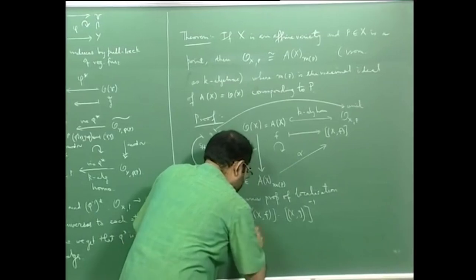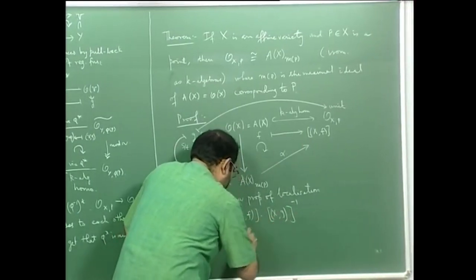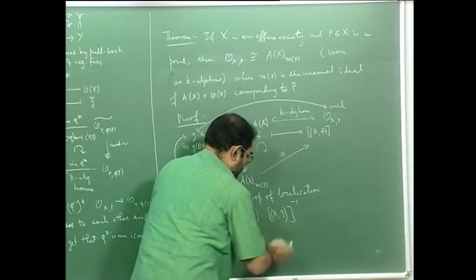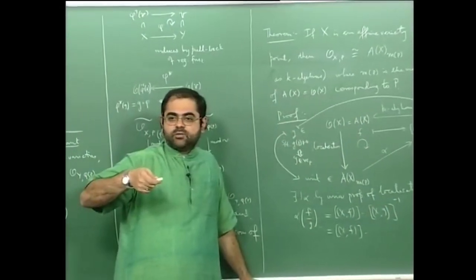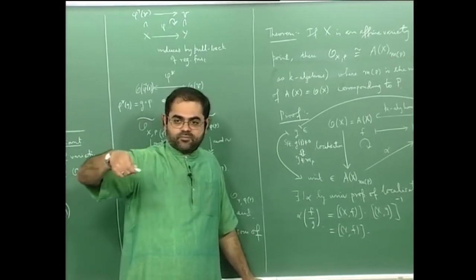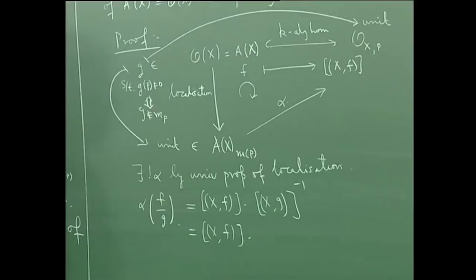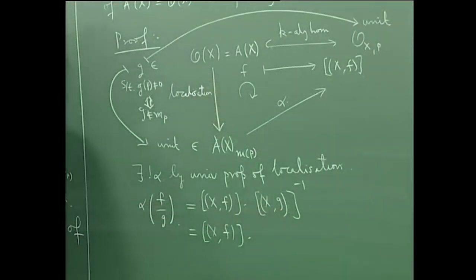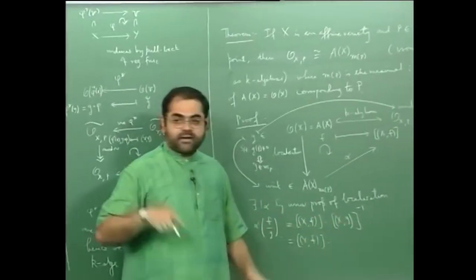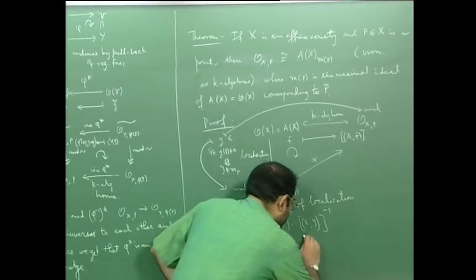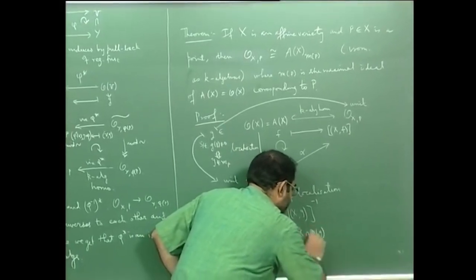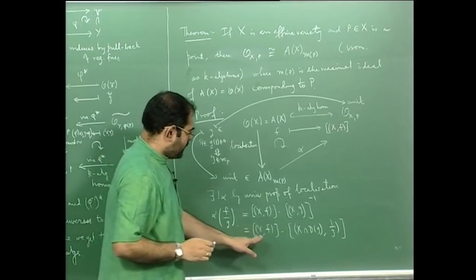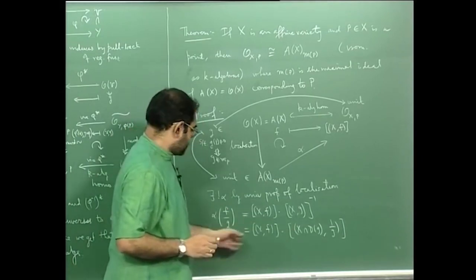And what is this? If you think about it, this is just the germ of f times the germ of g inverse. Since g doesn't vanish at the point p, g will not vanish in a neighborhood of the point p. Let D_g be the set of all points where g doesn't vanish inside X. D_g will contain p, and it will be an open set which contains p. And you can write 1 by g as a regular function on D_g, so this will be just X intersection D_g, comma 1 by g. This makes sense. So this is how the map is defined.